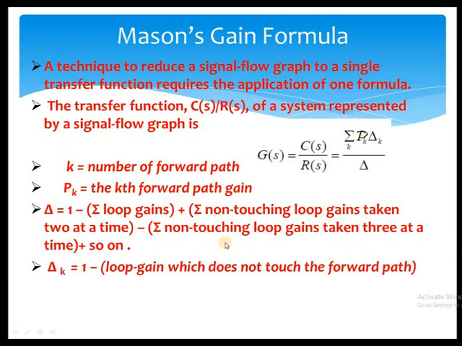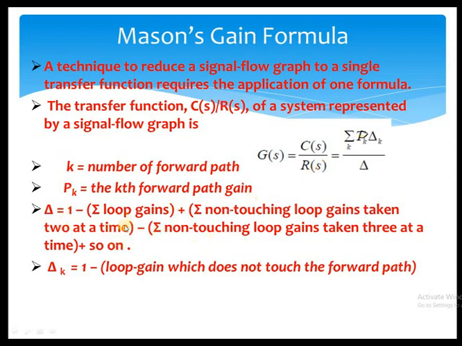In most competitive exam questions, the delta value will be limited to the first 2 terms only. That means 1 minus summation of loop gains. The problem will be simplified if there are touching loops. Most problems in competitive exams will not go for the third and fourth terms, because non-touching loops are not possible in combinations of 2 at a time or 3 at a time. So most problems you will solve by using only 2 terms, that is 1 minus sum of all loops. But we have to identify what the loops are and what the non-touching loops are. It should be very clear, then only you can understand the application of Mason's gain. Okay, I think this will be clear to you.